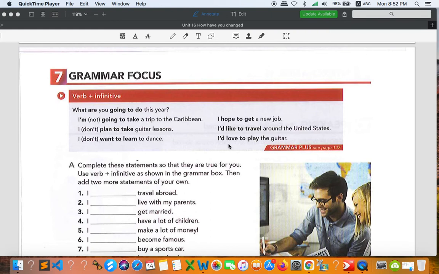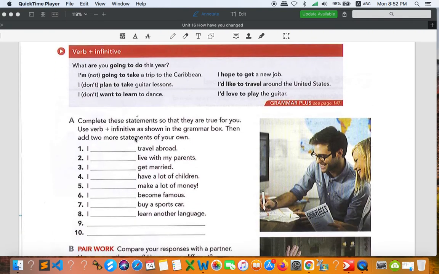Okay, so I think it's not really hard to understand because this is only about one objective, which is future plans. So we can use all of them to describe that. And so let's try exercise A all together right here. Complete these statements so that they are true for you. Use verb plus infinitive as shown in the grammar box. Then add two more statements of your own. If you want to add two more, that's okay, but if you don't, that's fine.